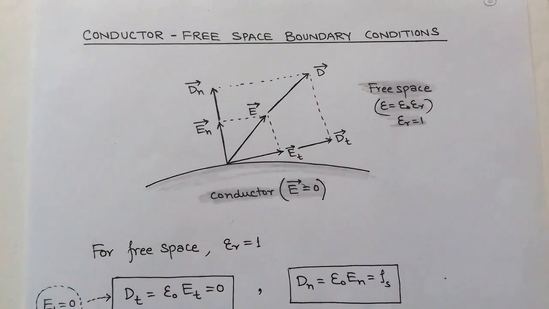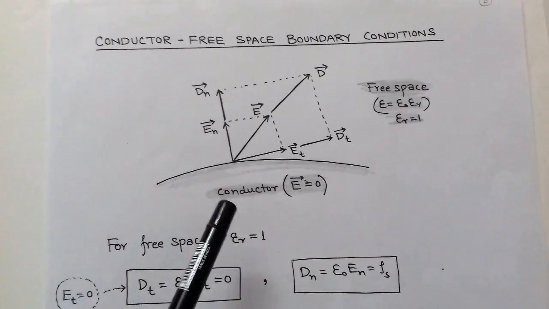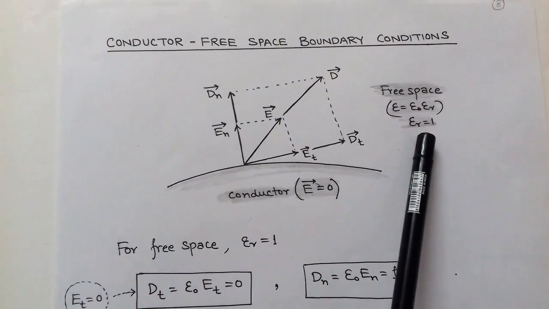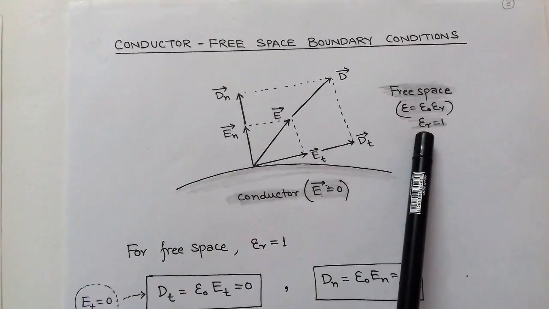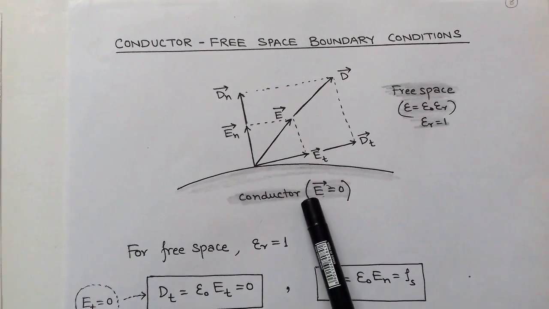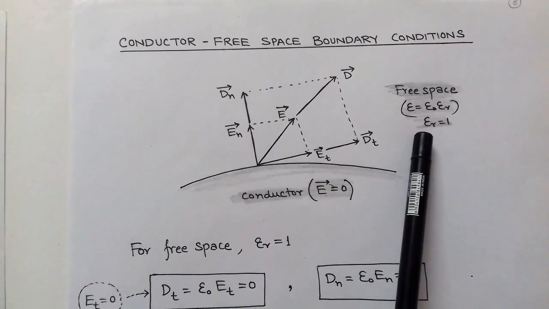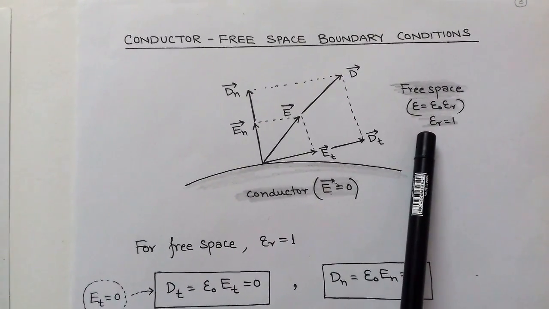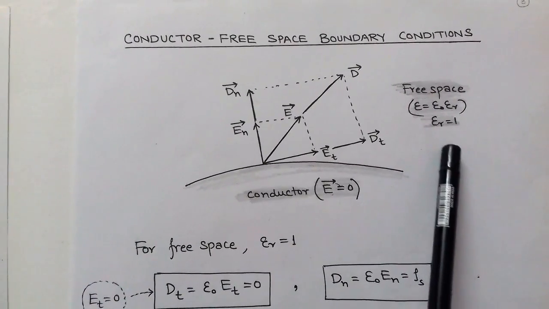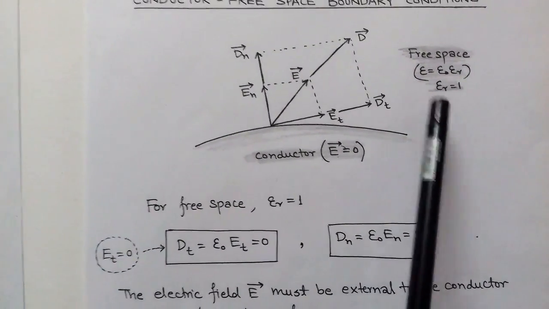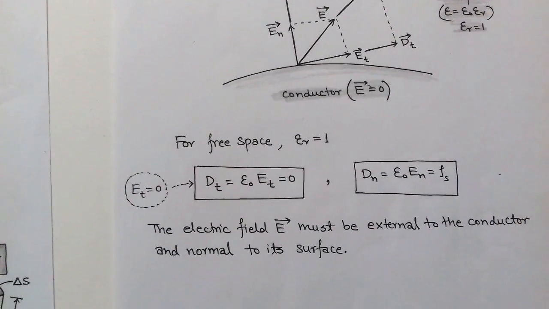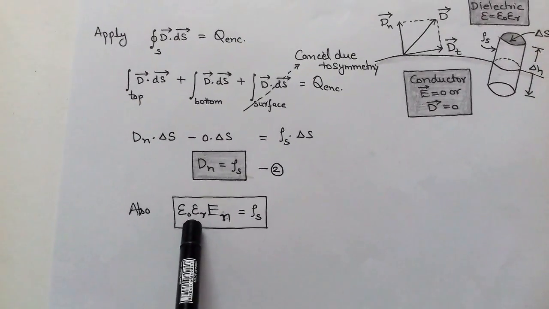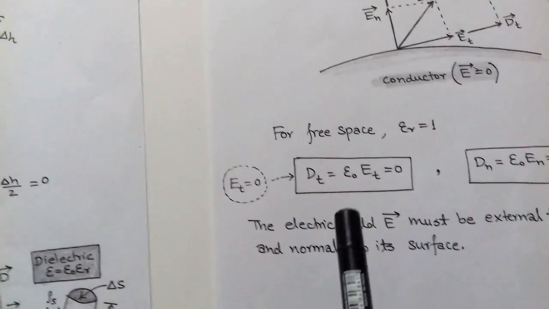Now the third interface is the conductor-free space boundary. Here again we take a perfect conductor, that is E equals to 0, and the second medium is free space. In case of free space, the relative permittivity epsilon r equals to 1. So the tangential component of electric flux density D equals epsilon naught Et, here epsilon r equals to 1, and that is equal to 0 since the tangential component of E is 0.